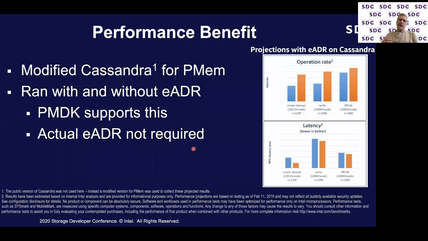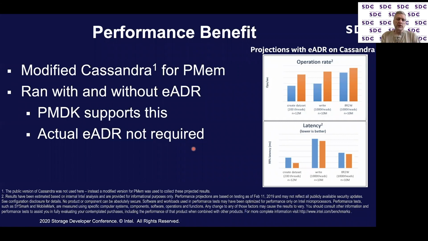So let's talk about the actual performance benefit. Now, what we did is we took a version of Cassandra and we modified it for persistent memory to do its thing in persistent memory. And then we took it to a system, just a currently available system with ADR, and we ran it, gathered the results, and then we told it to assume that the system has EADR.